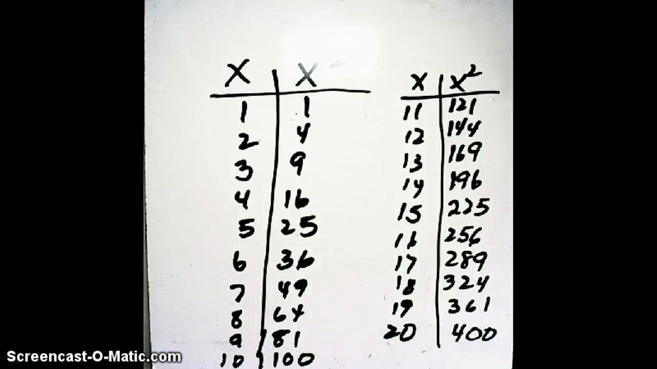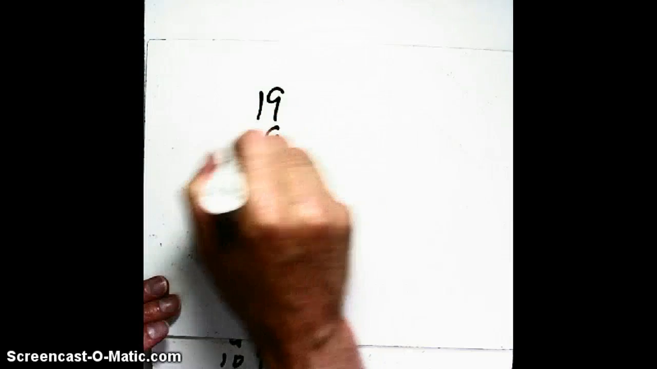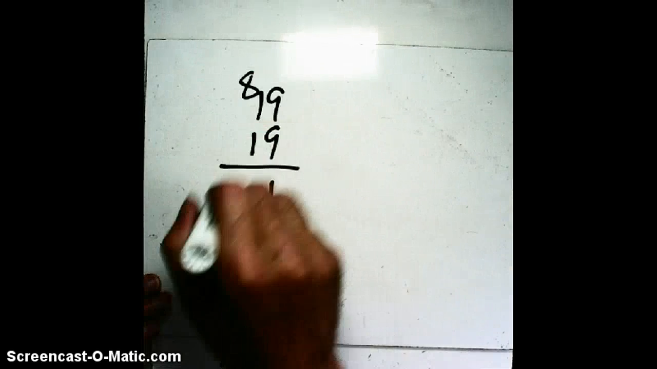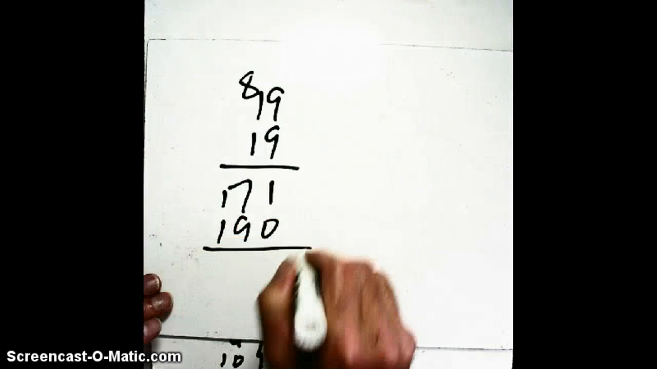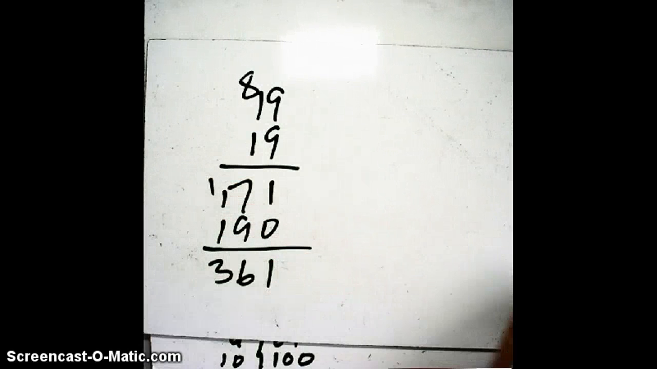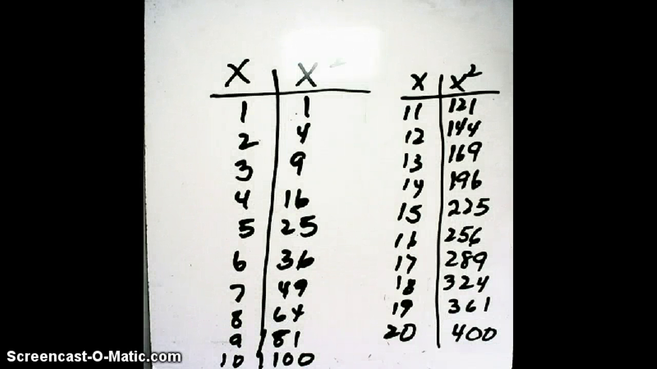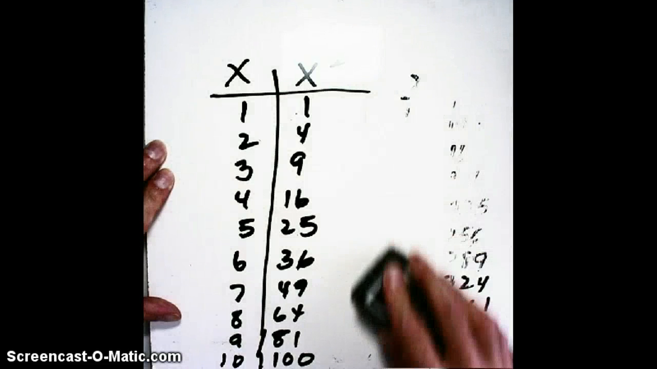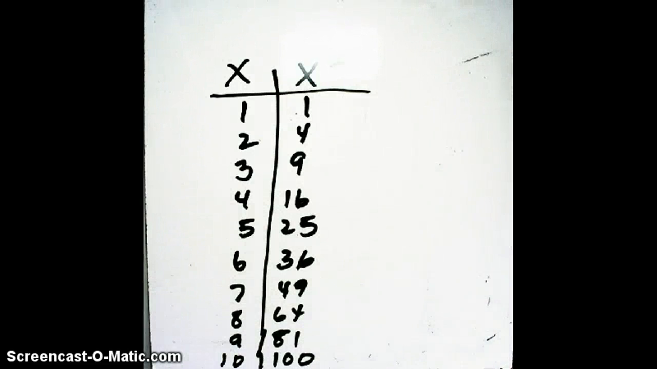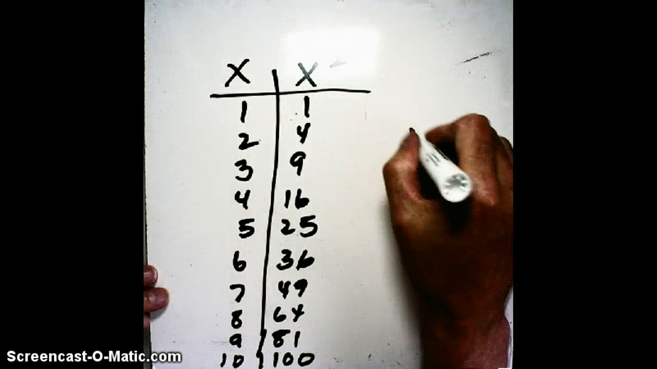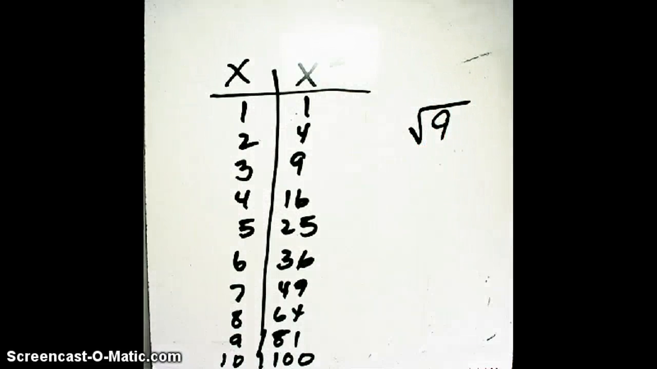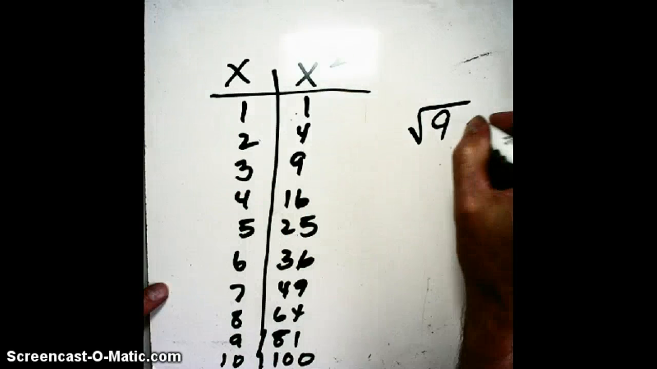Let me take a second here and just check that out. 19 squared. We'll do this old school, okay? Did I say 361? 361. Okay. So please know those. Now, how do I use this? Okay. Well, let me just erase this section here for a moment. I'm going to ask you, what is the square root of 9? All that's saying is go to the right side and look for 9 and look to the left. Oh, that is equivalent to 3.